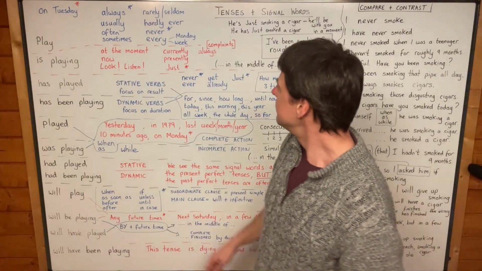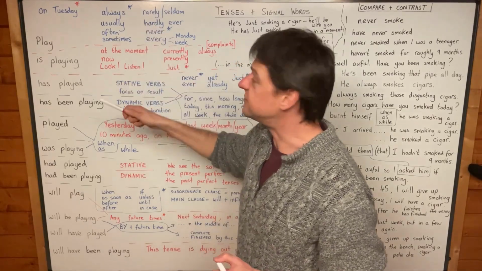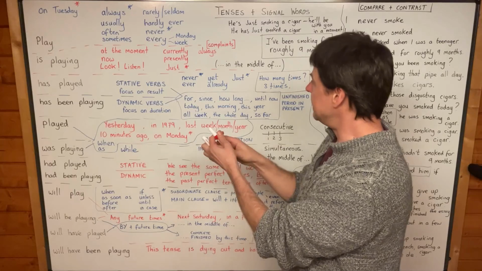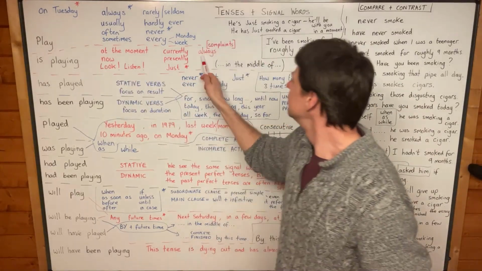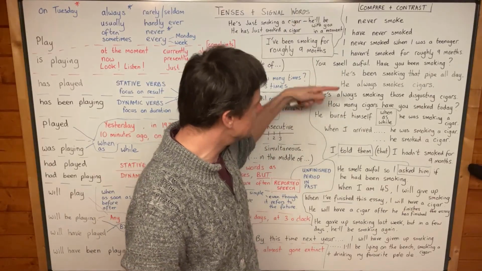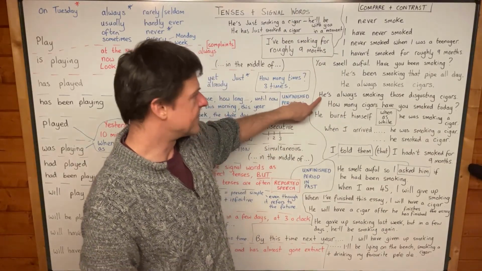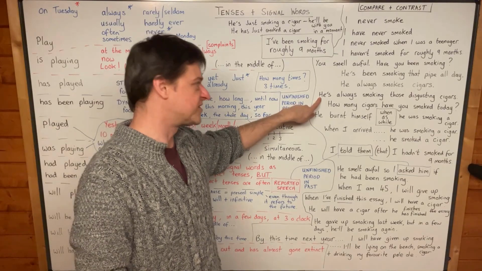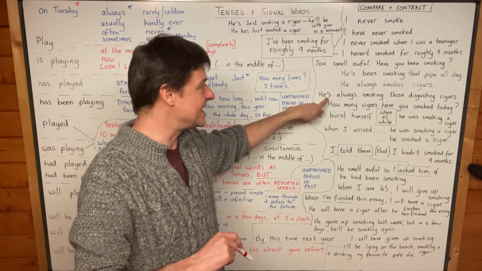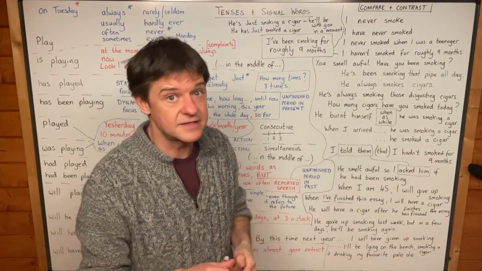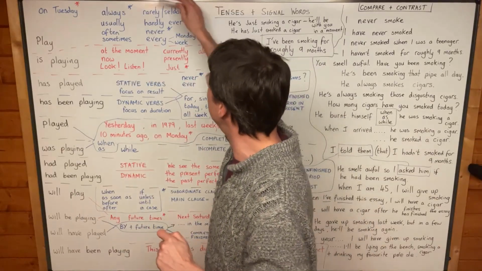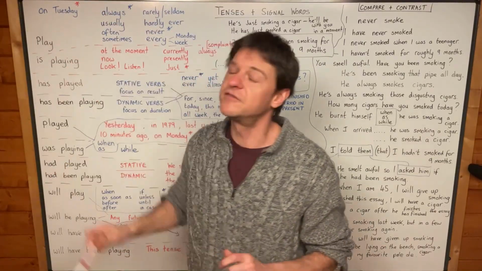But be careful, because always is a signal for present simple, but it's also used with present continuous for complaints. Okay, and we will see that in this example here. He is always smoking those disgusting cigars. The person is complaining in this sentence, and so he is always smoking is correct. You can say he always smokes. There's nothing wrong with that, because always is also a signal word for present simple.